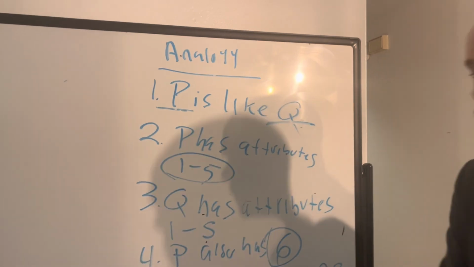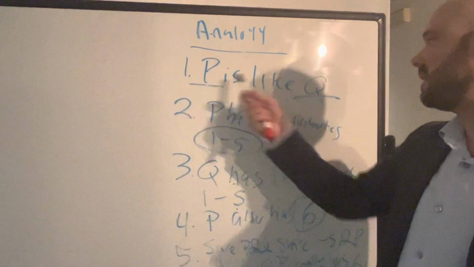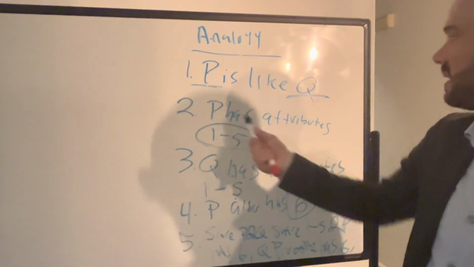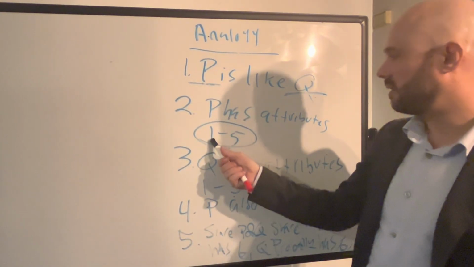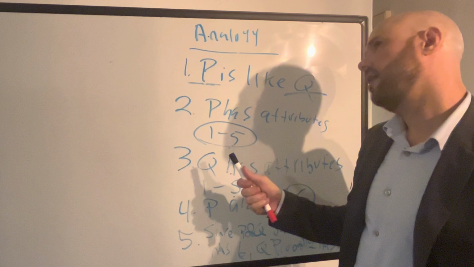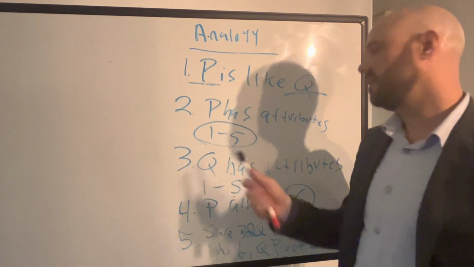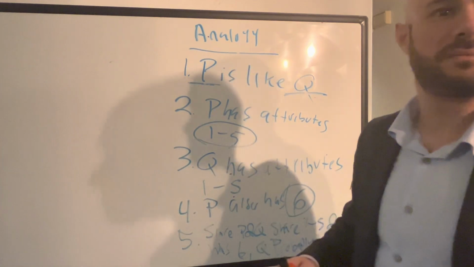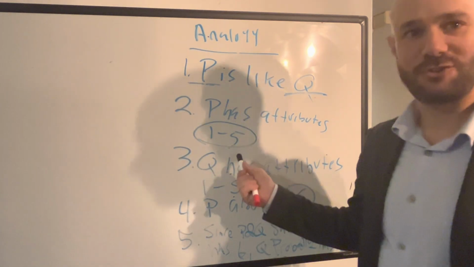So here's an analogical argument. It says something is like something else. Cows are like goats. Cows have a set of attributes. They have hair-like structures, they nurse their young, they give live births, and they have a spinal cord.